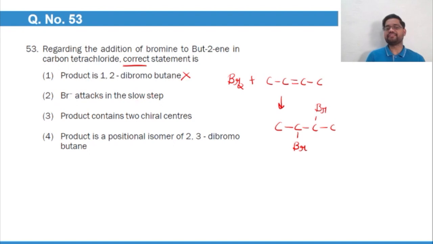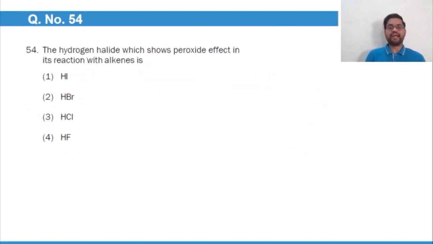Br minus ion attacks in a slow step. No, it attacks in a fast step. Product contains 2 chiral centres. This is 1 chiral and this is another chiral, and hence option number 3 is the right answer. So question number 53, right answer is option number 3. 54. The hydrogen halide which shows peroxide effect in the reaction with alkenes is HBr. Okay, so right answer is option number 2.